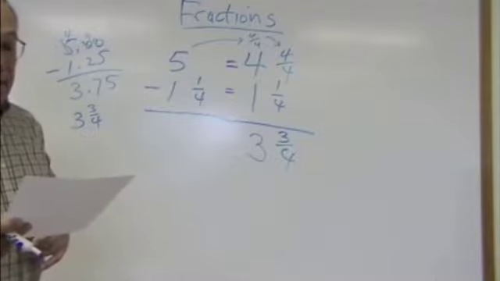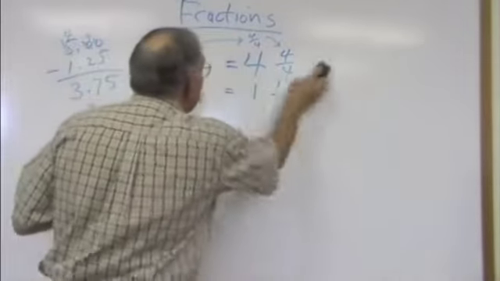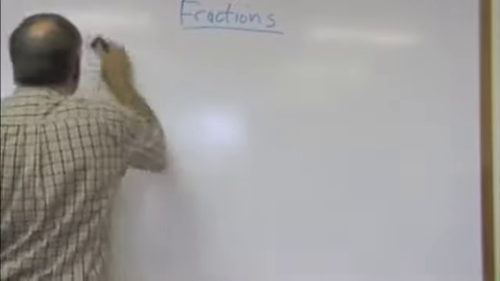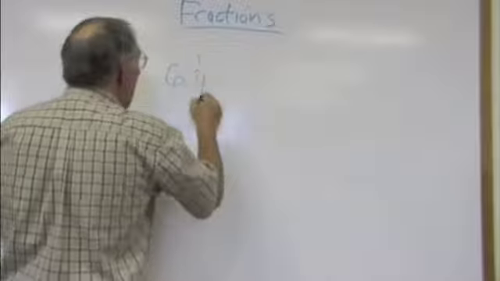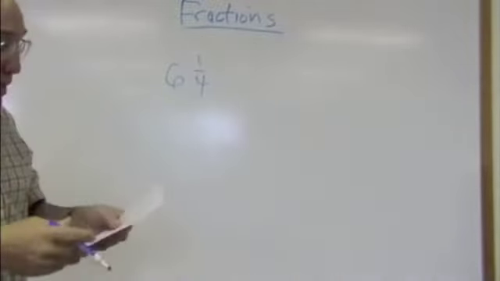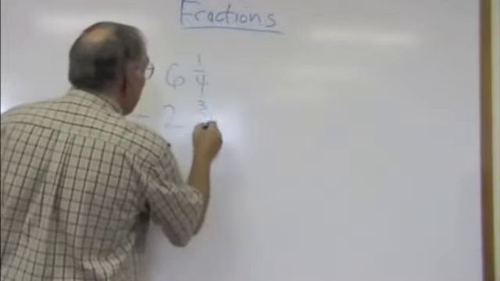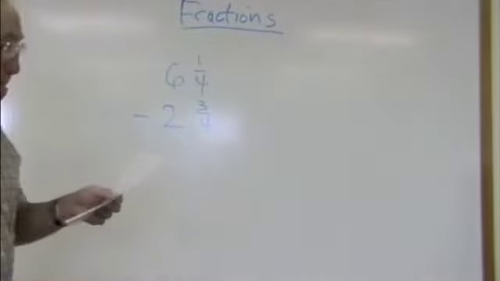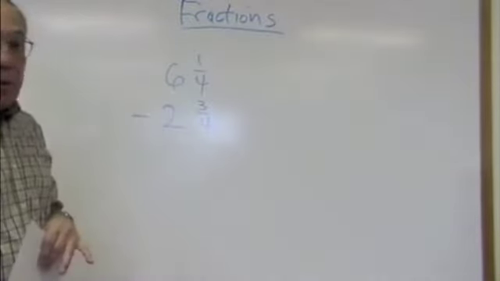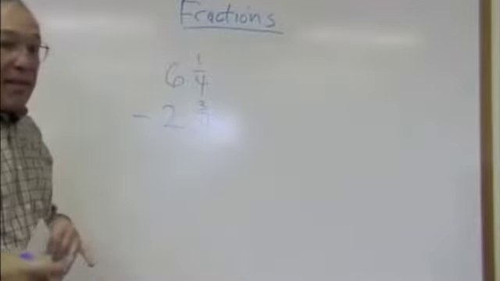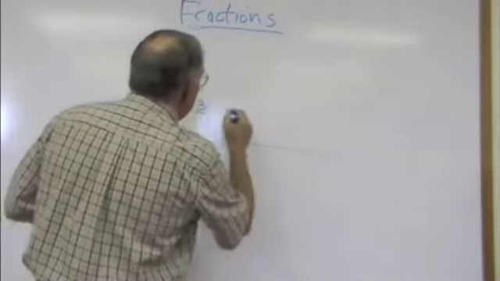Let me make it just a little bit more difficult here. What if we had a problem like this? What if we had $6 and 1/4? I'm using money here because it's easy to visualize. Minus $2 and 3/4. Well, same situation. I don't have enough quarters up here. I don't have enough fourths up there. I've got to subtract 3/4, and I only have 1, so I've got to make change again here.